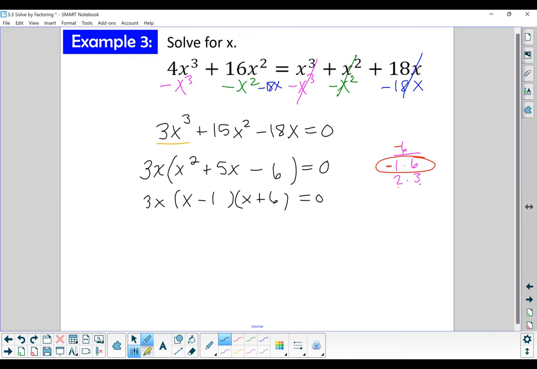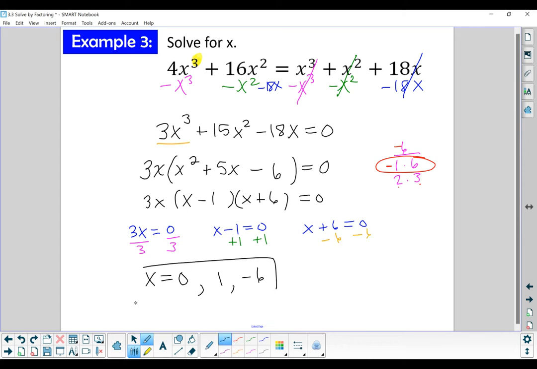Okay, so our equation is degree 3, and that means we have 3 answers. Each of our little factors, each of those x's in the factorization gives us one of our answers. Formally, you can write out each of these, or if you like, you can do this in your head. In this case, we would divide by 3 to get x equals 0. In this case, we'll add 1 to get the solution 1. And in our last case, we would subtract 6 to get the solution negative 6. So our 3 answers are 0, 1, and negative 6.